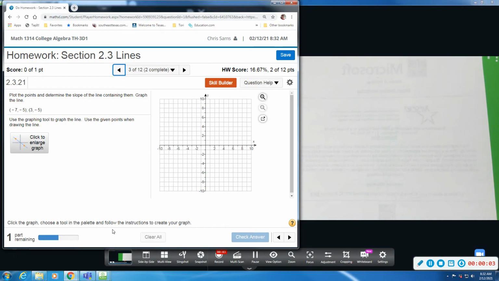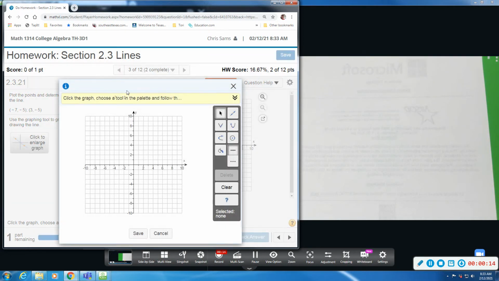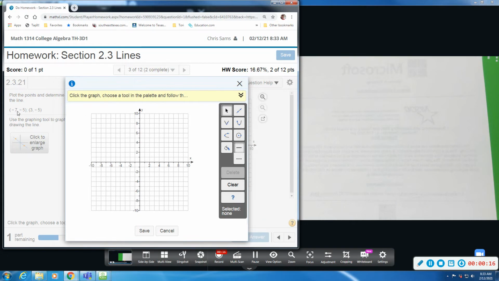Alright, number 3, we want to plot the points and determine the slope of the line containing them and graph the line. Okay, so we're going to enlarge this graph and we can see these 2 points. So I want to go -7, -5. Since we have 2 points, we need to let it know that we're graphing just a straight line. We're going to go -7, -5, ordered pairs are showing up here.